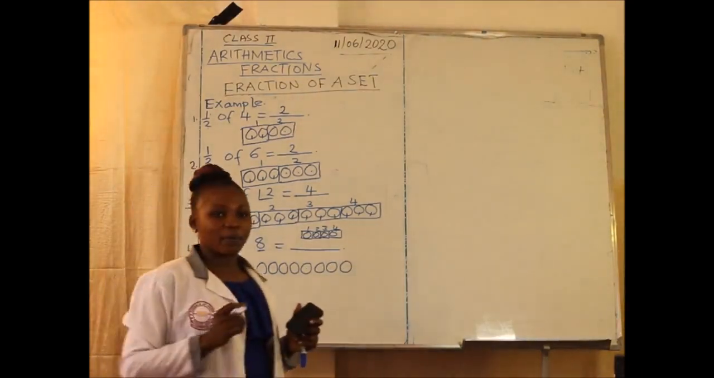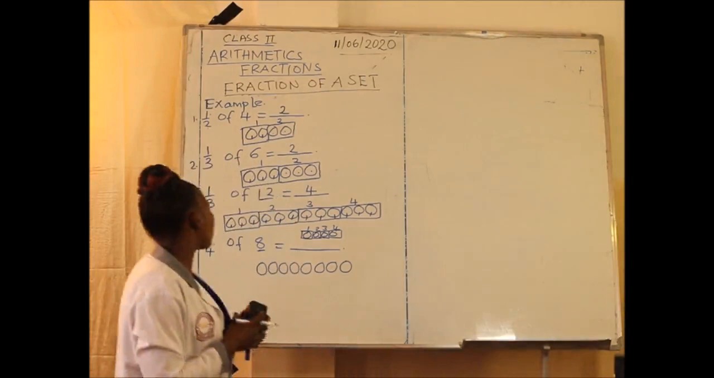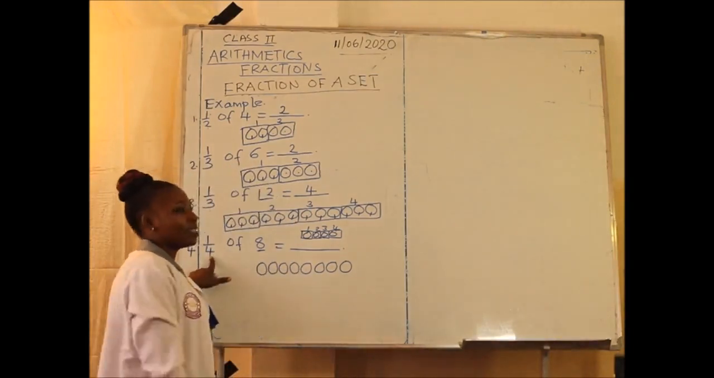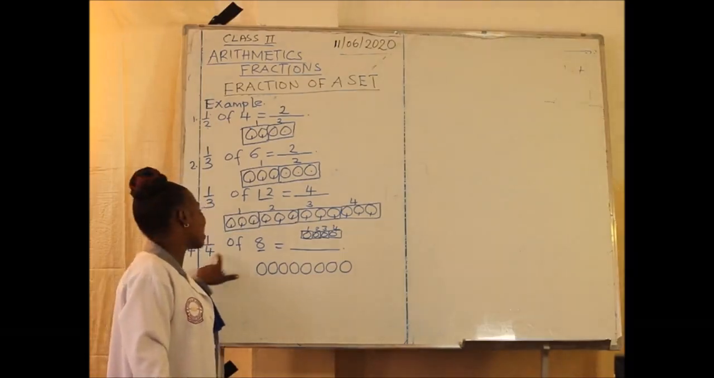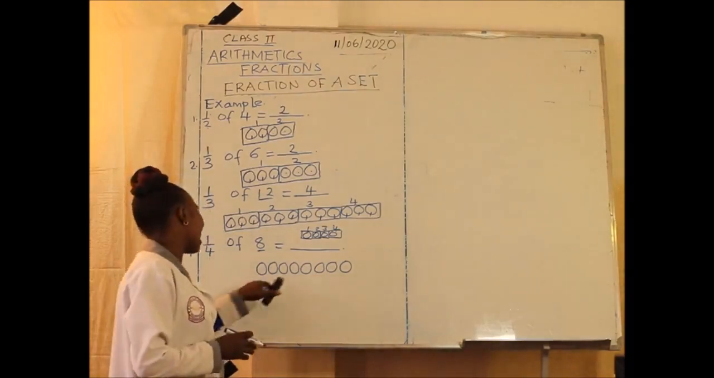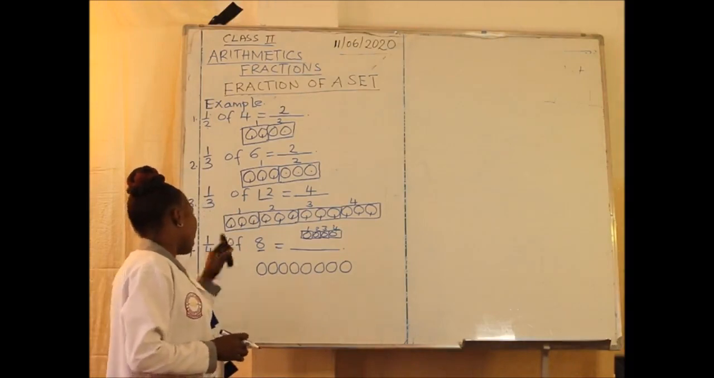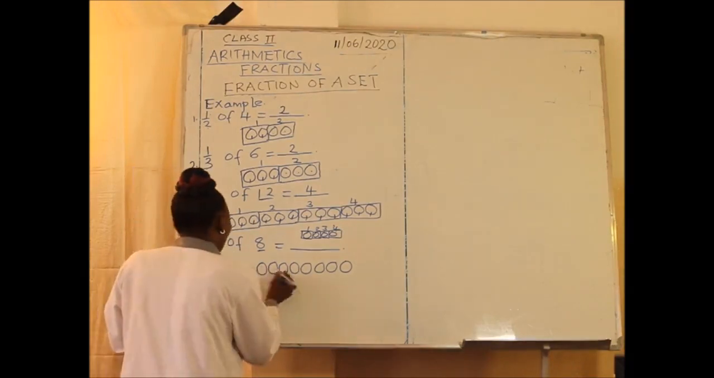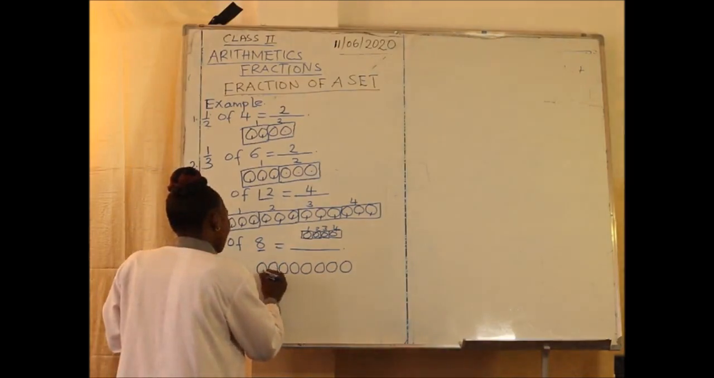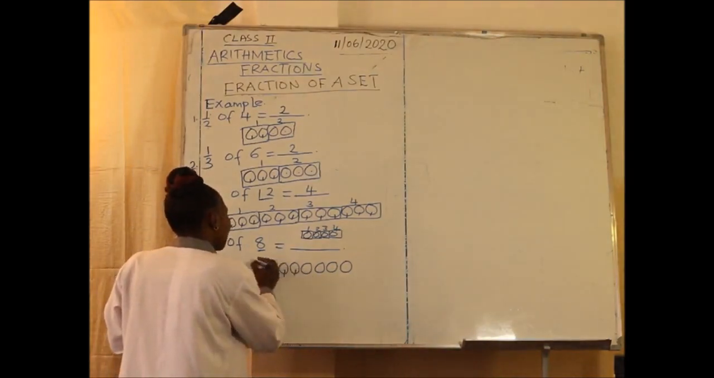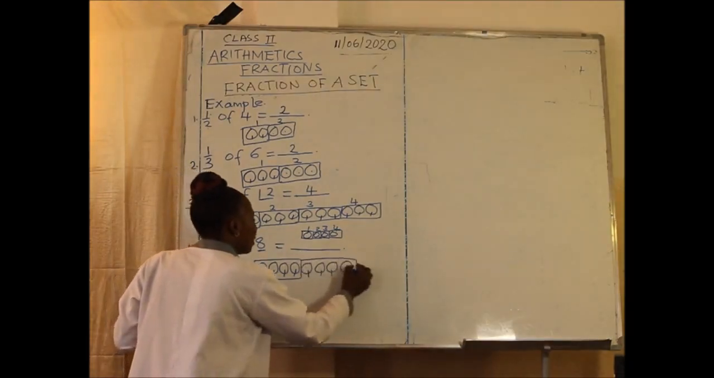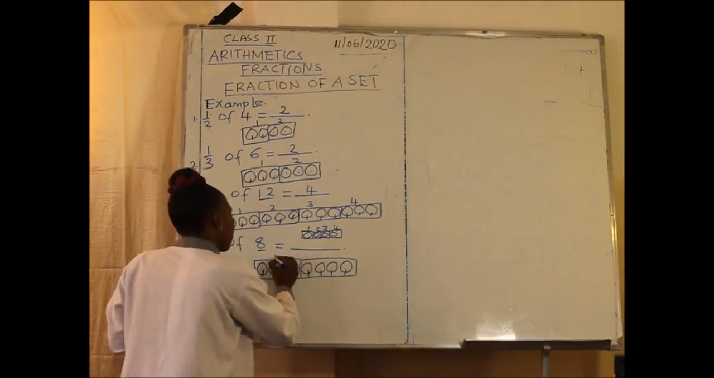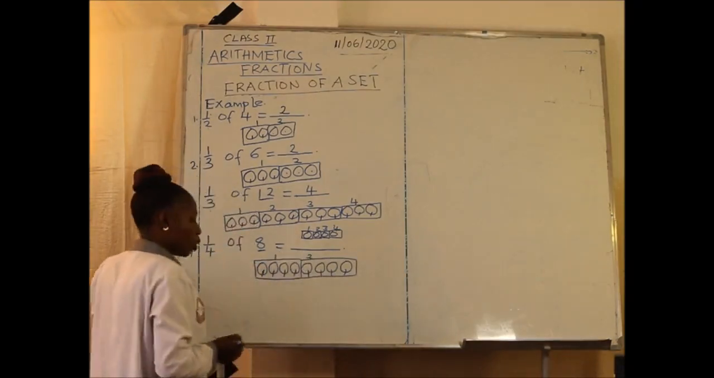That is the first step. The second step, you have to create groups of the bottom number. That is what we call the denominator. How many equal parts do we have in these 8 items? These 8 items have how many equal parts? So, the first group, that is 1, 2, 3, 4. That is the first group. Then 1, 2, 3, 4. The second group. So we have group number 1 and group number 2.